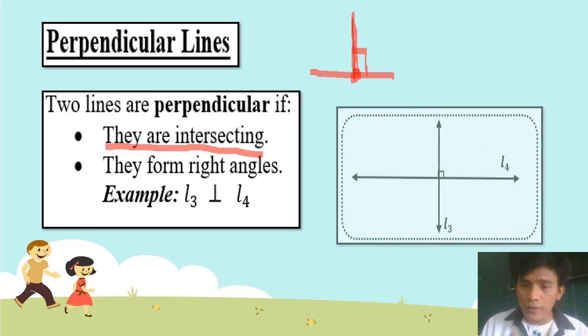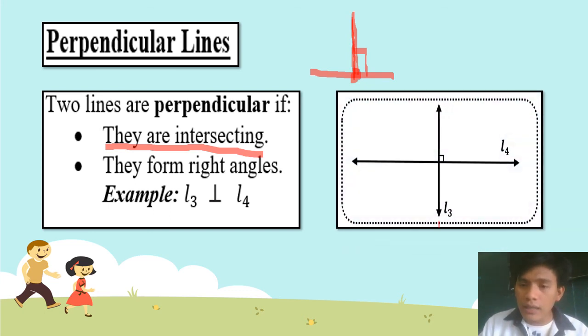So example with this figure, line 3 and line 4 are perpendicular to each other and they intersect. So the intersection of the perpendicular lines forms a right angle. This will be the symbol for a right angle, a square, because a perfect square is always a right angle. Just take note of that. Those are perpendicular lines, line 3 and line 4.